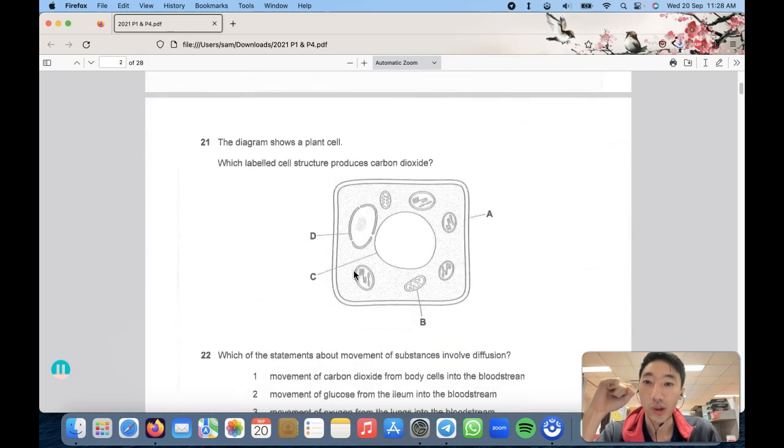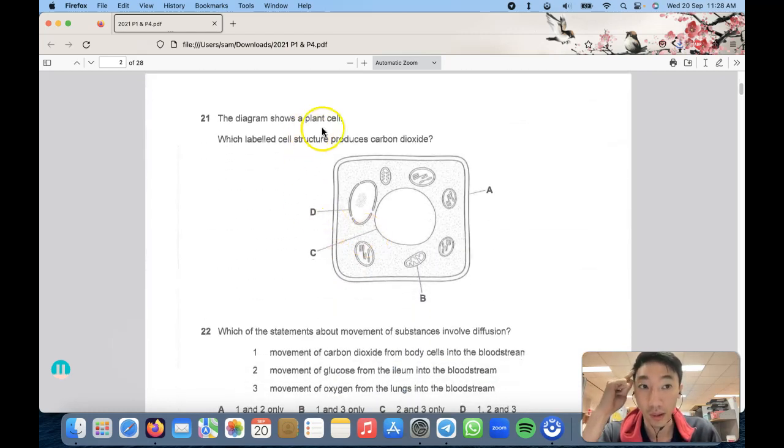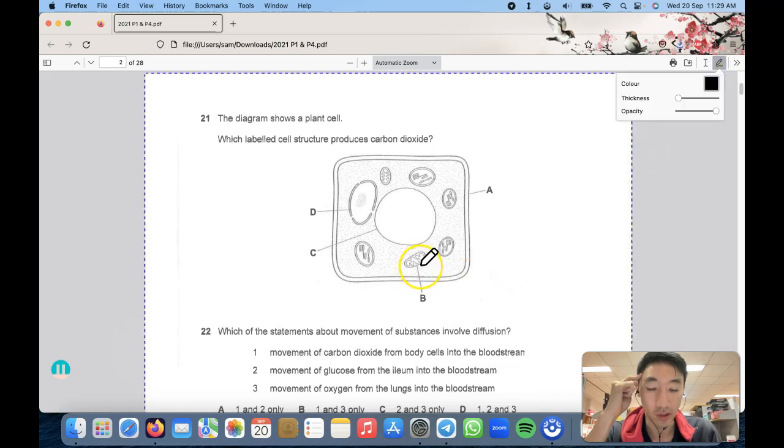Okay, so this question says, the diagram shows a plant cell. Which labeled cell structure produces carbon dioxide? So carbon dioxide is produced during aerobic respiration. So the mitochondria is the site of aerobic respiration, so the answer is B.